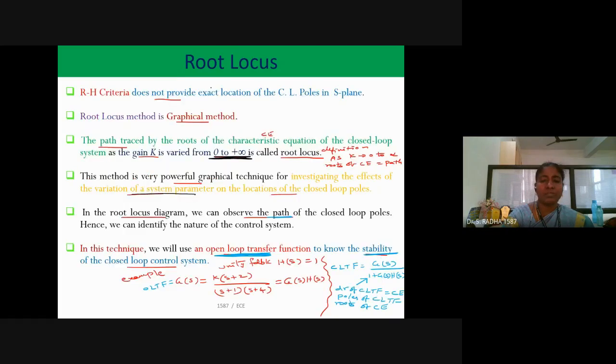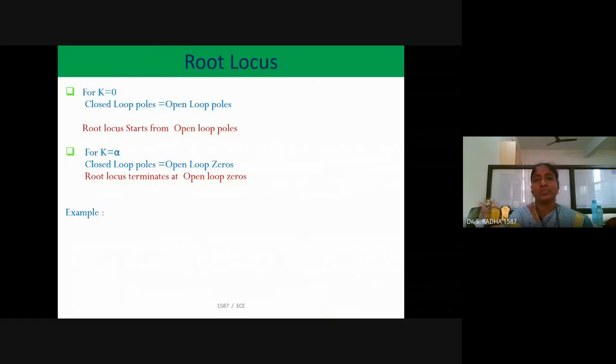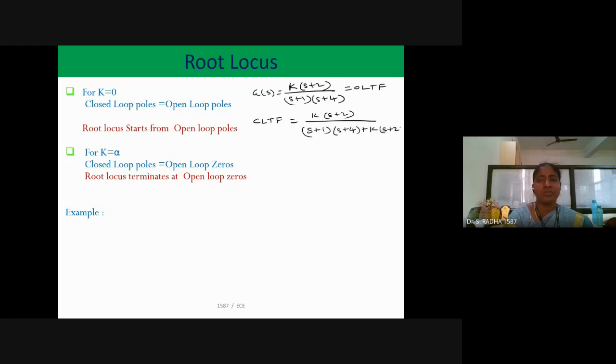We had in the previous diagram K into (s plus 2) by (s plus 1) into (s plus 4). This is our open loop transfer function. When you calculate the closed loop transfer function and simplify, we will get (s plus 1) into (s plus 4) plus K into (s plus 2) in the denominator, after fully simplified.